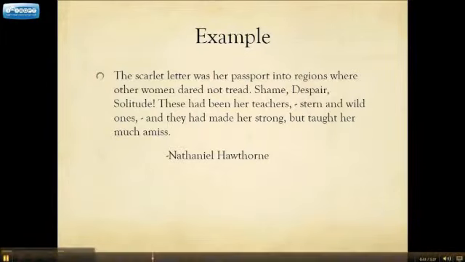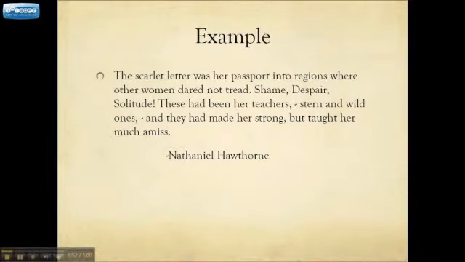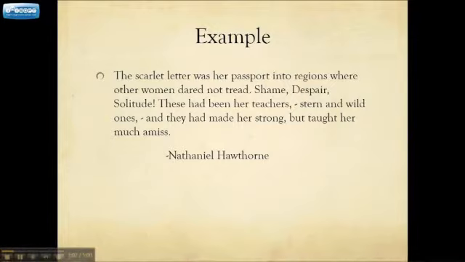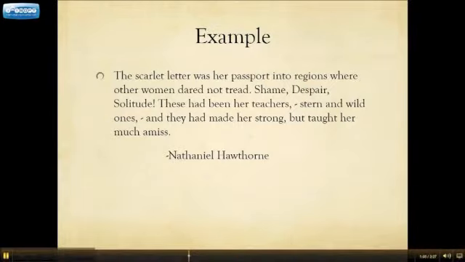The Scarlet Letter was her passport into regions where other women dared not tread. Shame, despair, solitude, these had been her teachers, stern and wild ones, and they had made her strong, but taught her much amiss.